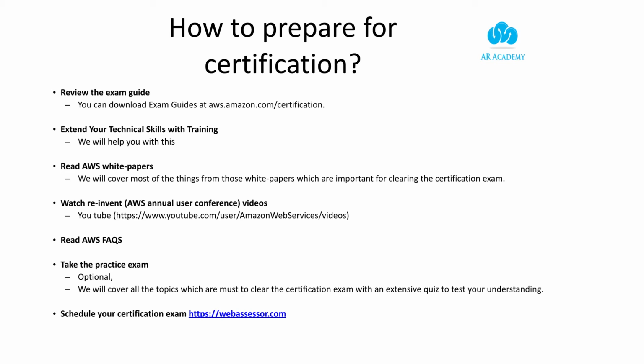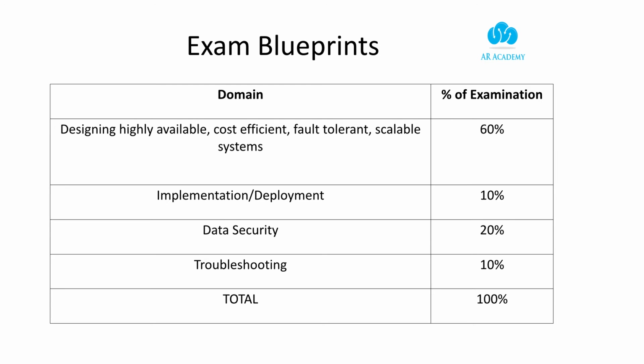Now, if you wish to take the practice exams before appearing for the final exam, you can take them online through Web Assessor. The final exam itself is administered at Kryterion testing centers in over 750 locations across the globe. You can schedule it online by visiting www.webassessor.com. In the actual exam, you will be asked questions based on the following four domains. They have their own weightages, which are listed on the screen. Designing systems covers 60% of the exam questions, implementation and deployment covers 10%, data security covers 20%, and troubleshooting covers the remaining 10%.